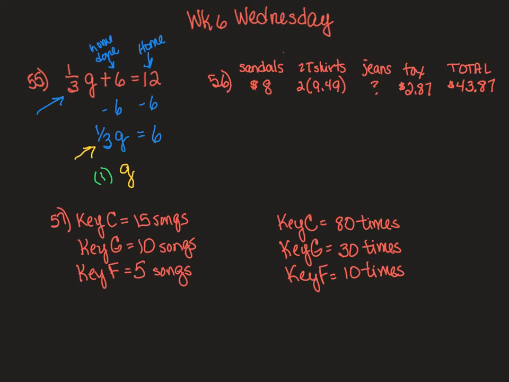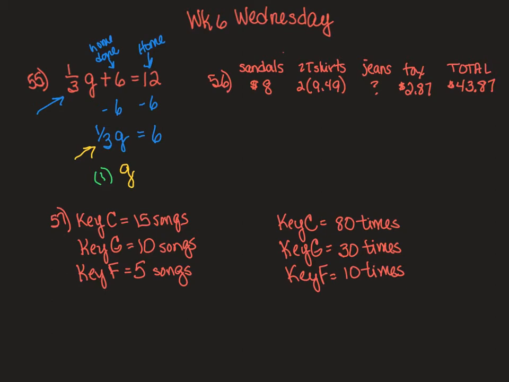Okay, I'm going to move to 56. And 56 is shopping. Unless you're doing this online, you're probably not going out and buying clothes. But here's what this problem says. We bought sandals, we bought 2 t-shirts, jeans, not sure how much those cost, and we had tax. And the total was $43.87. So I'm going to set up an equation here.